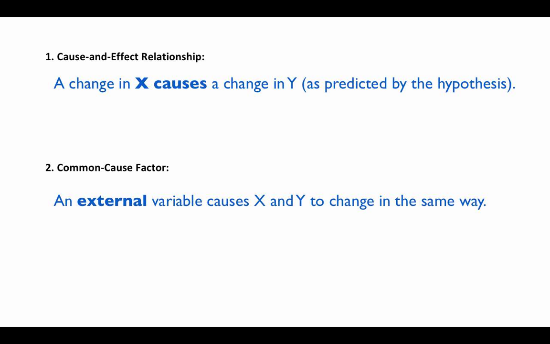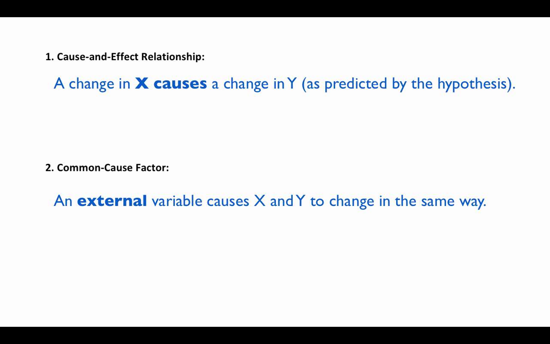A common cause factor is very similar to what we said for the blood pressure. Some external variable causes X and Y to change in the same way, right? So with blood pressure increases with age. Income increases with age. Yeah. Age is the external variable that causes both to change.